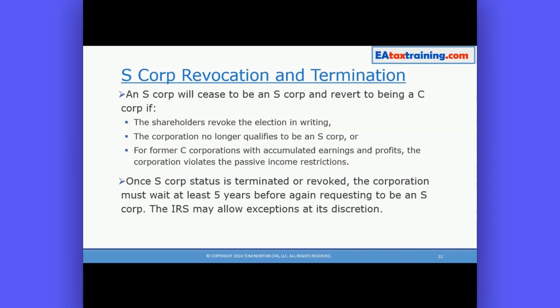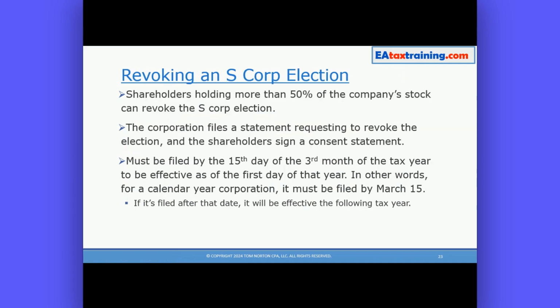Once the S Corp status is terminated or revoked, the corporation must wait at least 5 years before again requesting to be an S Corp. So you will want to remember that 5-year number. Once they're no longer an S Corp, they have to wait 5 years for making another S Corp election. And the IRS may allow exceptions at its discretion in certain cases. But the rule you'll want to remember for the exam is the 5-year rule.